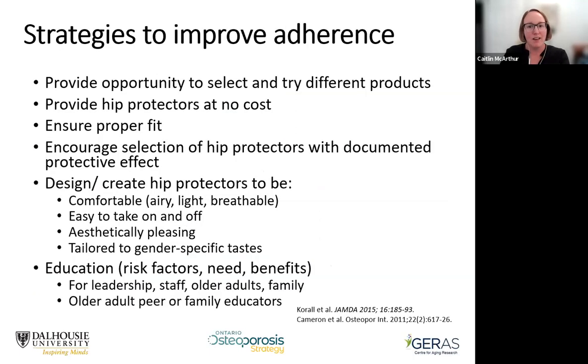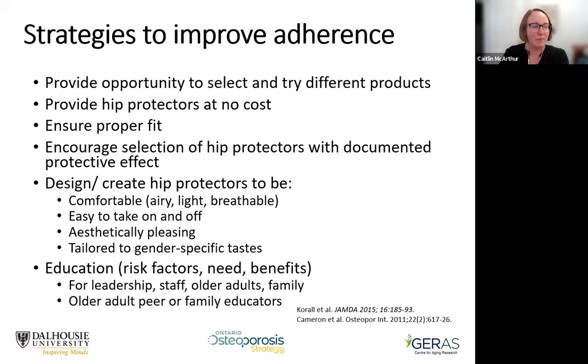So just to wrap up, some strategies to improve adherence are providing opportunities to select and try different products. I showed you there's many different types, so giving people opportunities to try out different things can be really important. Providing them at no cost. If there's a way they could be subsidized or something to help with the cost, that will be very important. Making sure that they fit properly and encouraging selection of hip protectors with documented protective effect. They should have packaging that tells you how effective they are at preventing fractures.